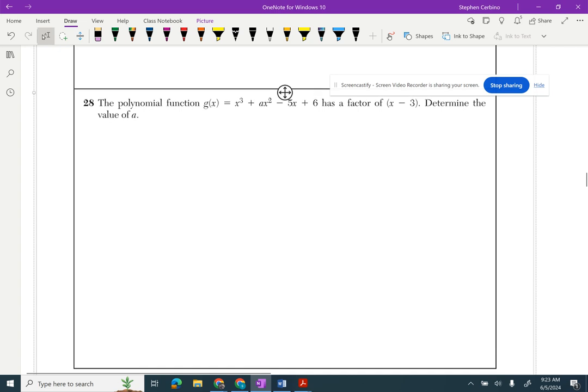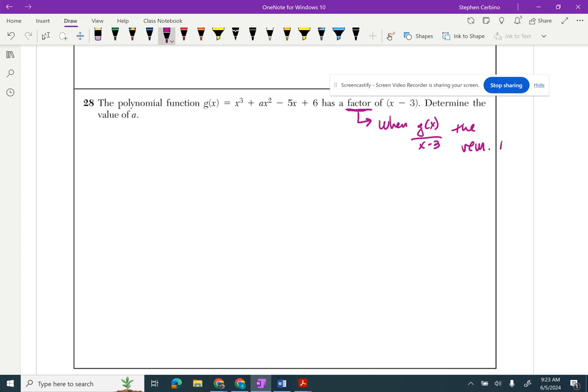Moving on. So if we take a look at number 28, it gives us a polynomial g of x, and it tells us a factor, and it wants us to determine the value of a. Now, this word tells us a lot of information. What that means is that when g of x is divided by x minus 3, the remainder is 0. That's an important piece of this puzzle.